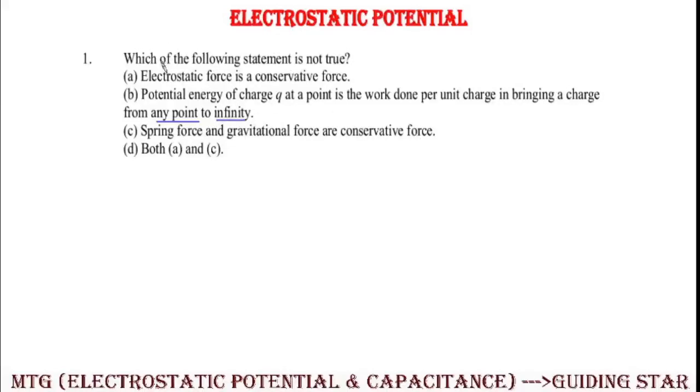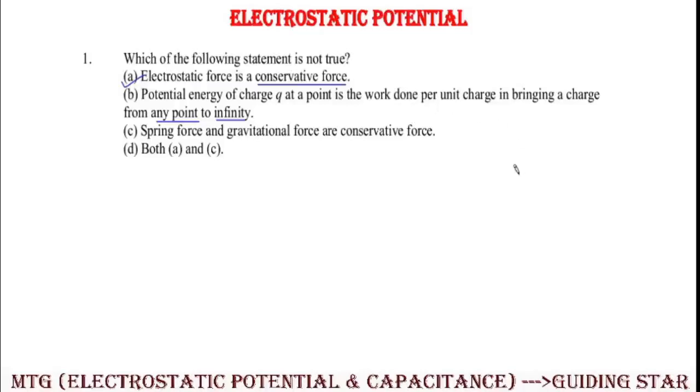So here in this particular case, we know that electrostatic force is a conservative force. Clear? And what is the benefit of taking a conservative force? Because we know that work done by the conservative force is path independent, and potential energy is generally defined for the conservative force field. So this is true. And potential energy of a point charge at a point is the work done per unit charge in bringing the charge from infinity to any point. Clear?